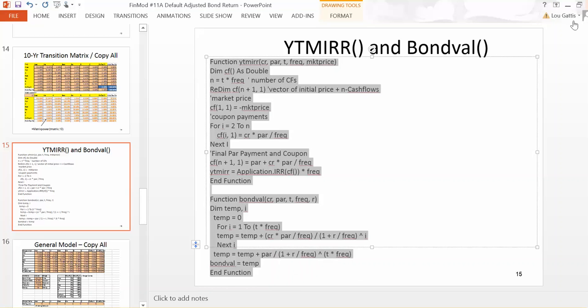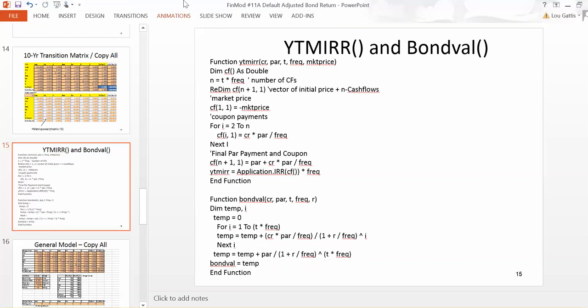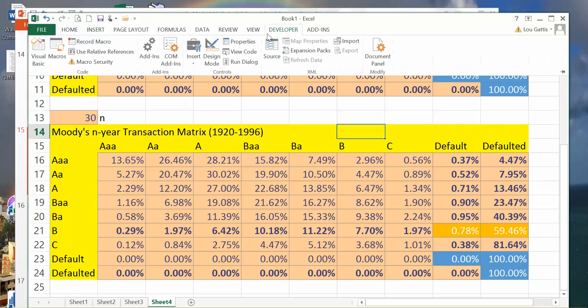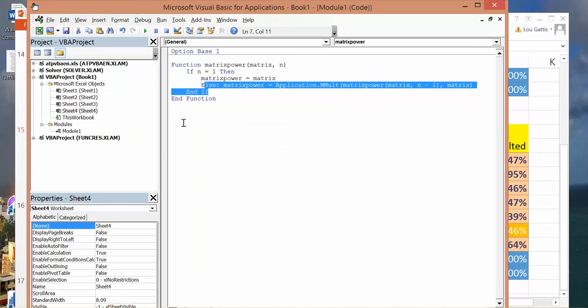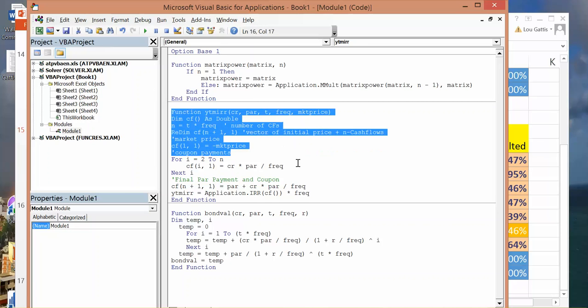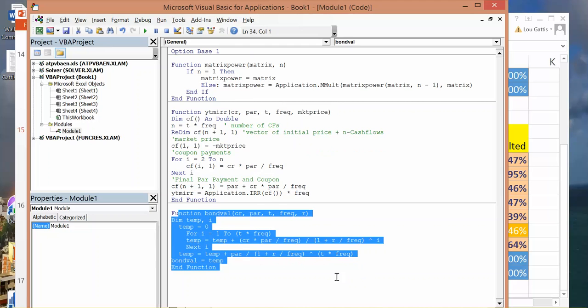I'll take those functions, go back to my VBA, and let me paste it below. It has to be below because you can't have it above option base 1. So now I have a function to calculate YTM and a function to calculate BondVal. And the only reason I need BondVal is because YTM actually uses BondVal.